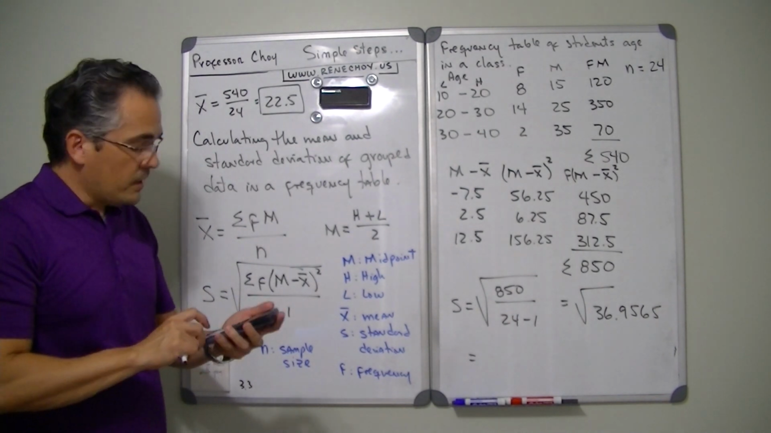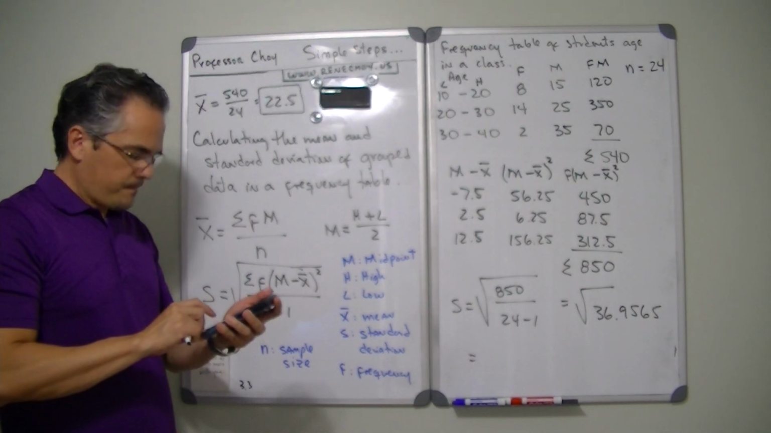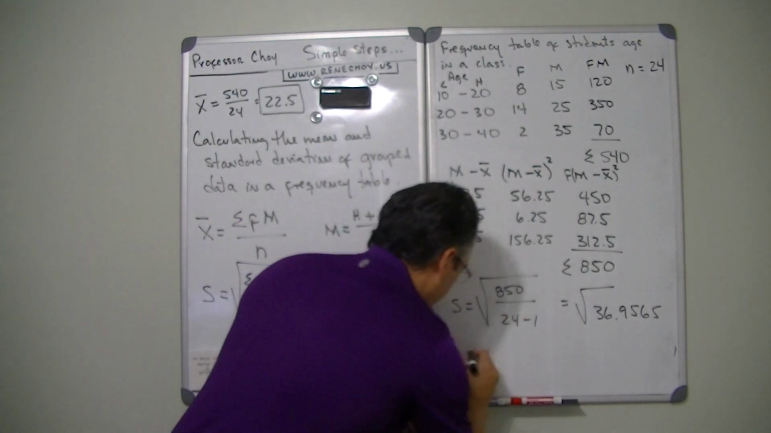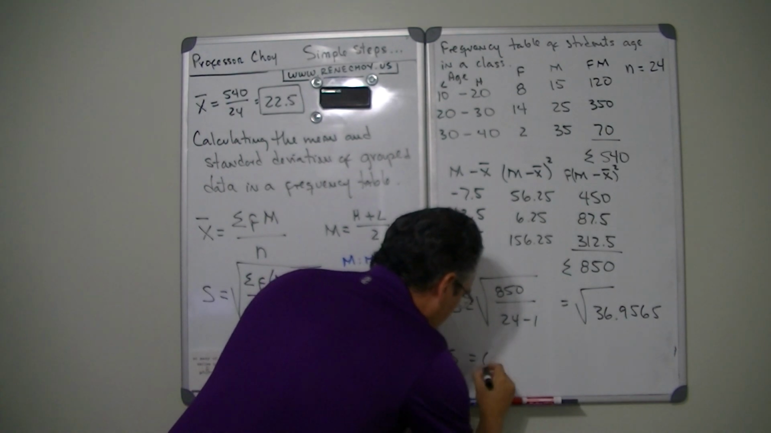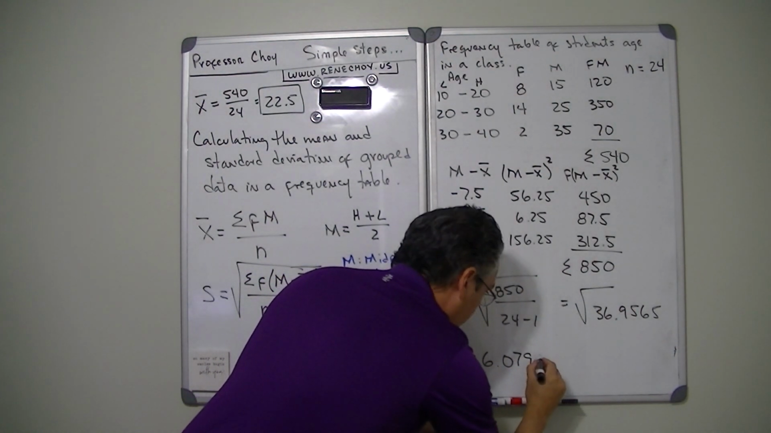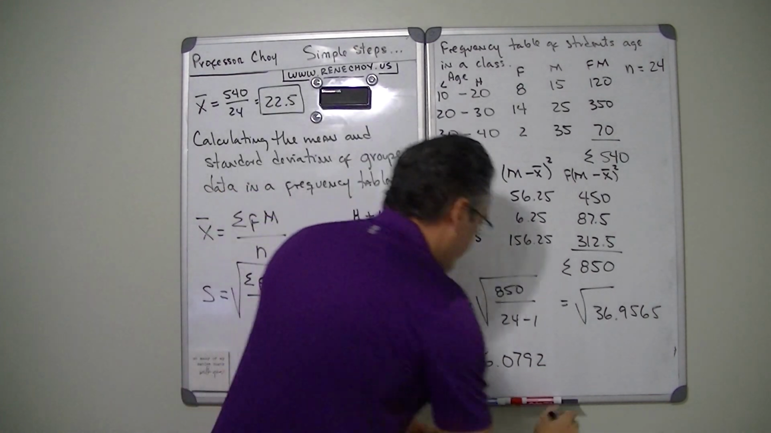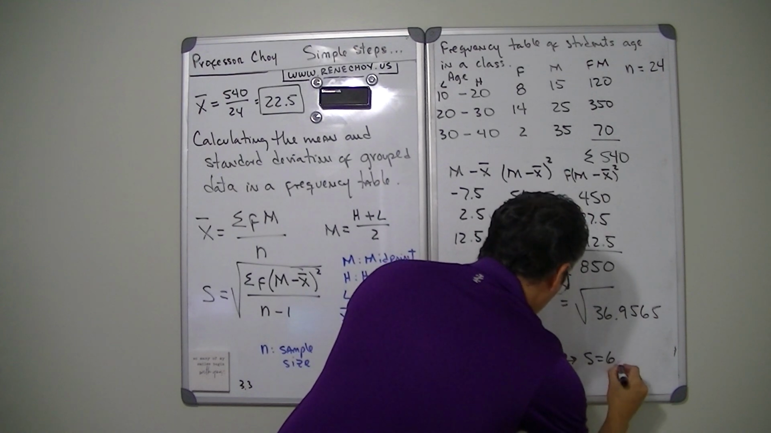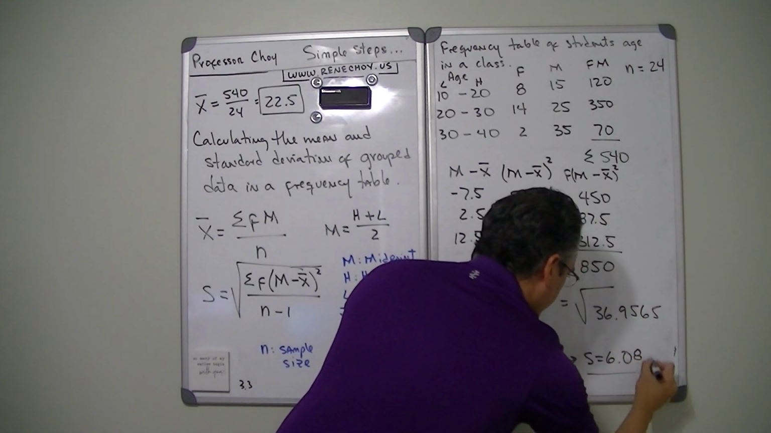So the square root of 36.9565. And I have here my standard deviation is 6.0792. So if you have to round that, then you'll round it to 6.08.